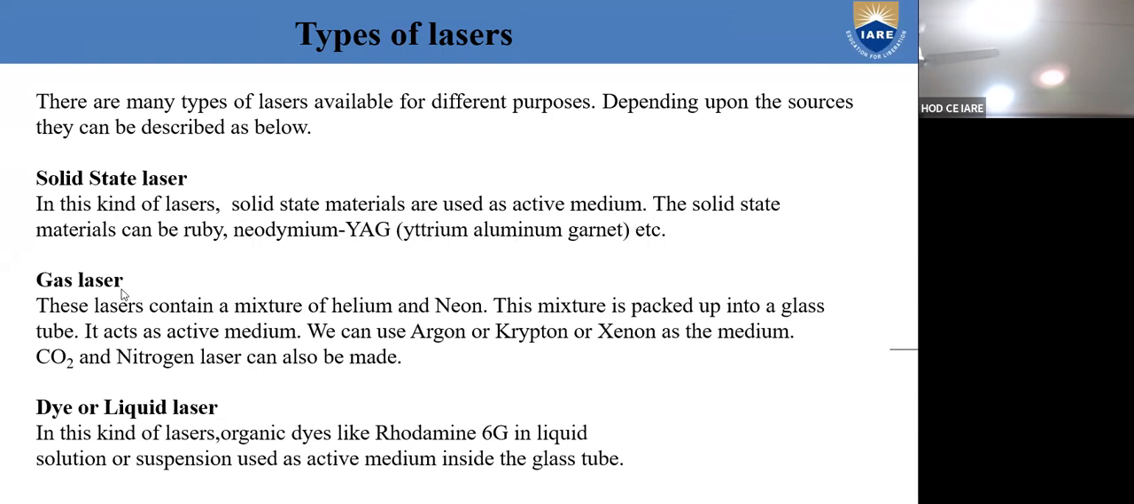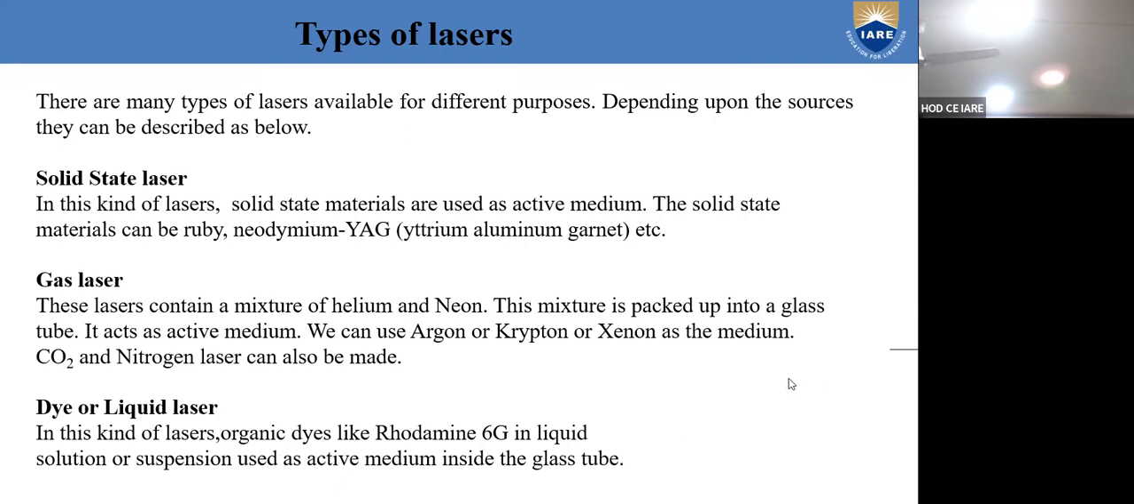And if I go for gas lasers, you'll have many types. So what is the active medium you are using? Gas. And what are the gases which can be used as active medium? Argon, krypton, xenon, carbon dioxide, nitrogen. So you can make use of all these gases. Then you will have liquid laser also. In liquid laser, what type of liquid do we use as active medium? As you can see, rhodamine 6G. It's a liquid suspension which is used as active medium in order to get laser light.